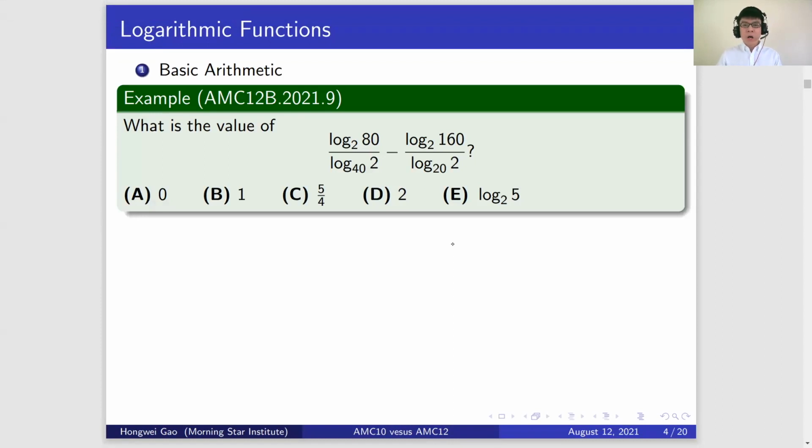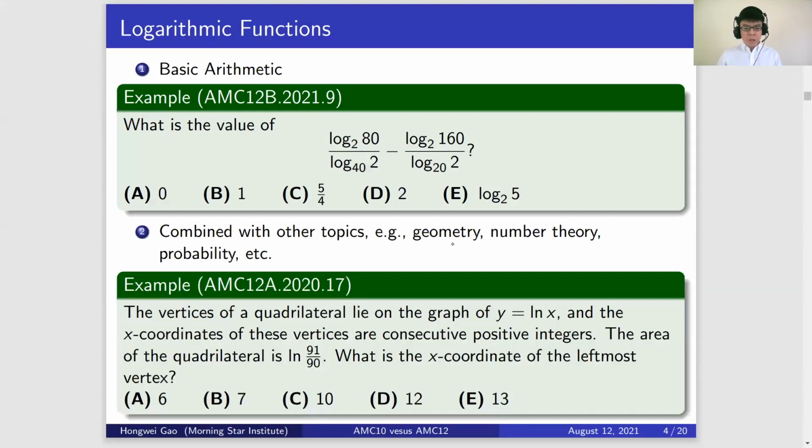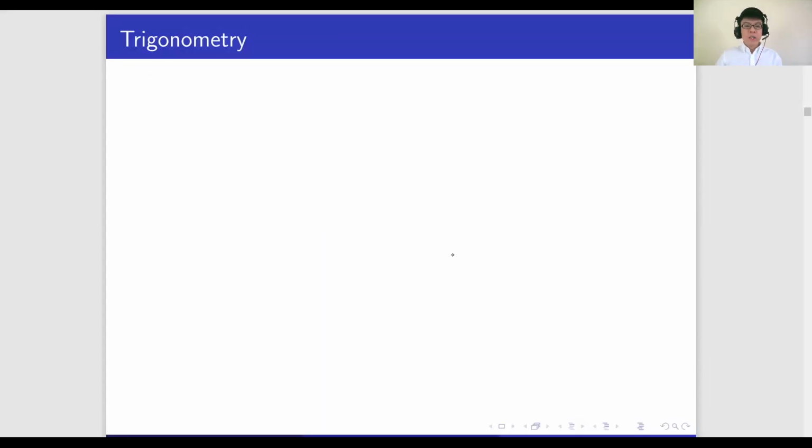Logarithmic functions can also be combined with other topics, for example, geometry, number theory, and probability. The example here shows a geometric problem on the graph of the natural log function. It concerns a quadrilateral whose vertices are all on the graph. To solve this problem, students are required to know not only the arithmetic property of log function, but also some geometric techniques. The second topic is trigonometry.